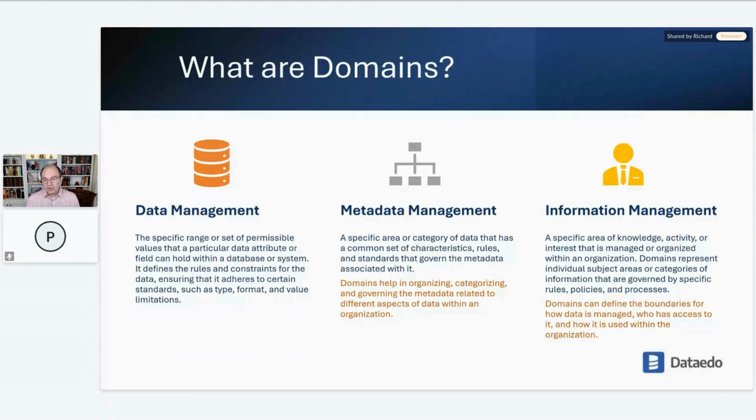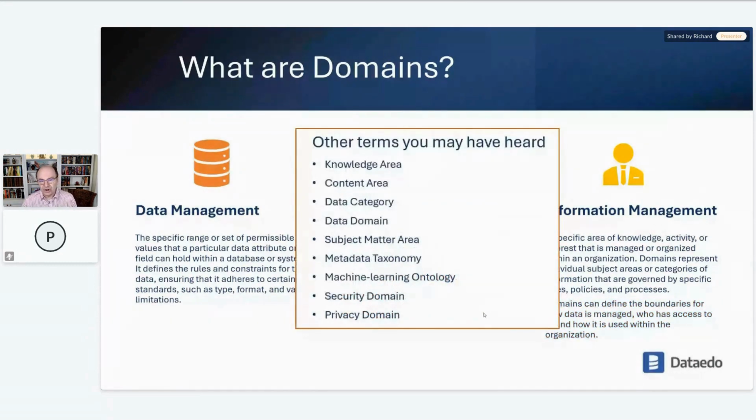So the Dataedo approach is kind of a hybrid between the last two, where we use the information management idea of creating knowledge areas, domains, and linking assets or objects that need to be understood with those knowledge areas, and then associating also the metadata so that everyone can get even deeper knowledge about the concepts that are being defined. So you may have heard other terms that seem similar to this concept of domains.